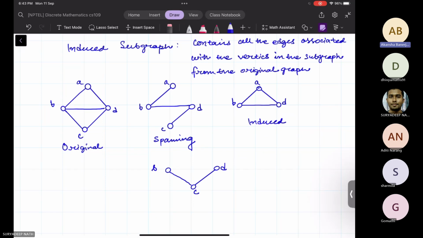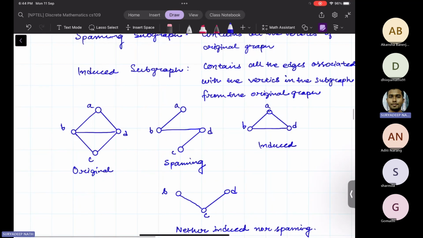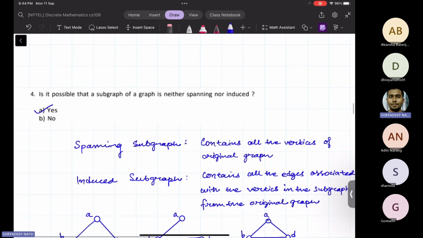Sir, it's neither induced nor spanning. Right. So it is neither induced nor spanning. So that answers our question, is it possible that a subgraph is neither induced nor spanning? Yes, we have seen an example, so it is possible. Option A is the right answer.